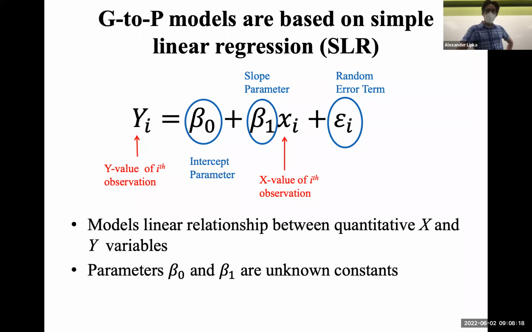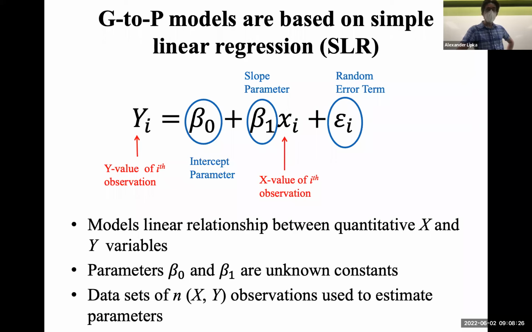So beta naught and beta 1 are the intercept and slope, respectively. These are unknown constants, these are parameters. We have a data set of n observations of X and Y, and we use it to estimate these parameters, least squares estimates if you want to get more precise. Any questions?